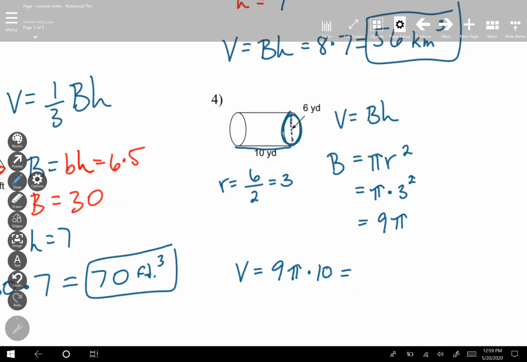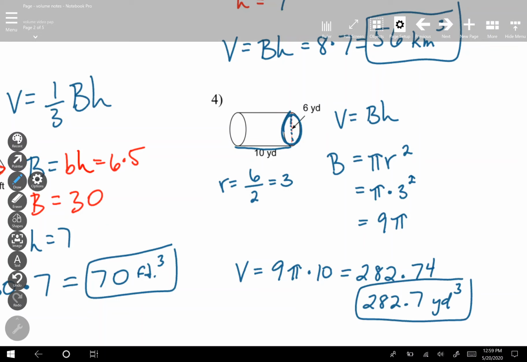And now I'm just going to type this all into the calculator. 9 times pi times 10. And so I get 282.74, so 282.7 yards cubed. So there we go. So that's a cylinder.